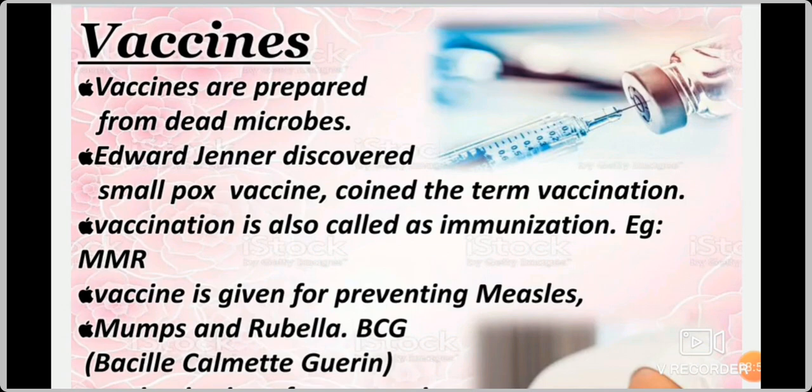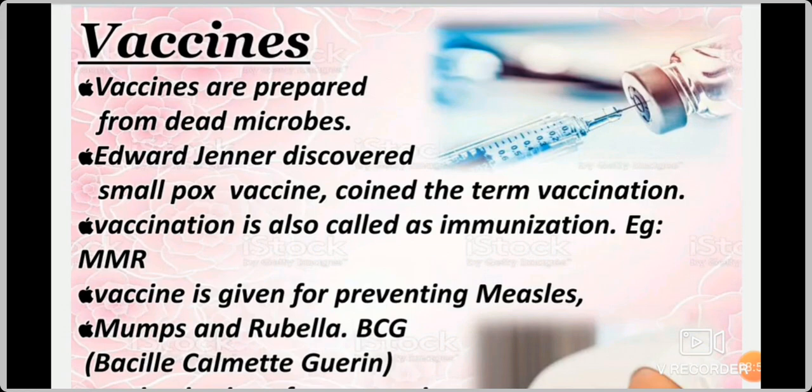Edward Jenner. When the vaccine is injected into the body of a patient, the body produces antibodies to fight against the germs. Germs means microorganisms, the ones which cause diseases; they are called germs. So these antibodies remain inside the body and protect from future attack, future invasion, that is future attack of the germs.